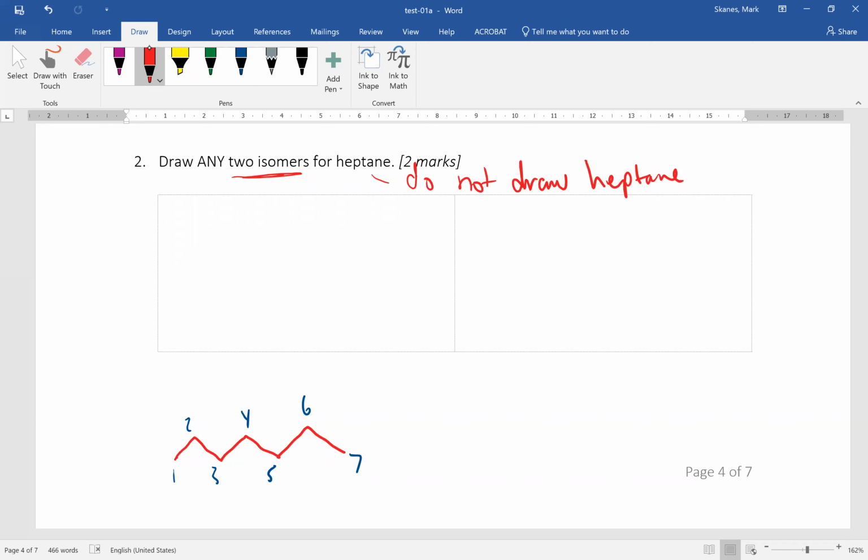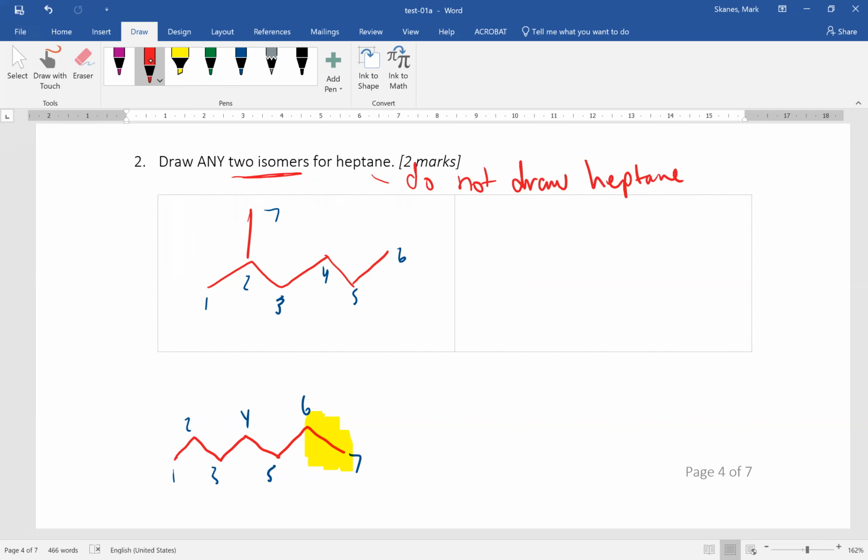Anyways, why don't I just take this piece off the end and stick it in the middle? So why don't I just draw hexane? There's hexane there, and I could just put a methyl group there. So there's an isomer. Now let's double check and make sure I have 7 carbons. We don't need to worry about hydrogens. That's the beauty of a skeletal diagram. Okay, so that's good.